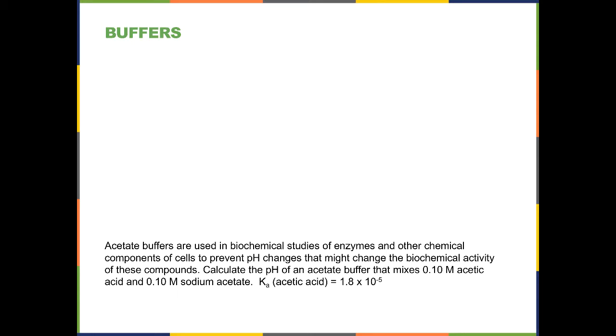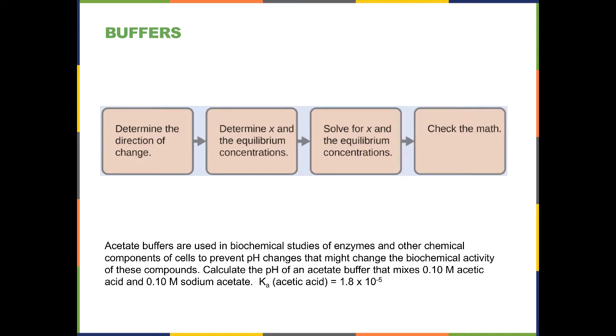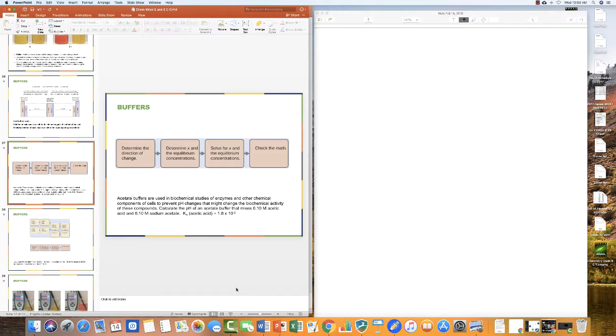And as it turns out, proteins are exceedingly sensitive to pH changes, and minor changes in pH can change the three-dimensional conformation of a protein very, very significantly. Calculate the pH of an acetate buffer system that mixes 0.1 molar acetic acid with 0.1 sodium acetate. And so first of all, you have to determine the change in direction, which we'll show in just a second, and then do the calculation as we've done before. And so let's take a look at how we would do that.